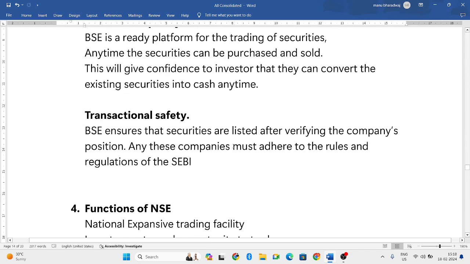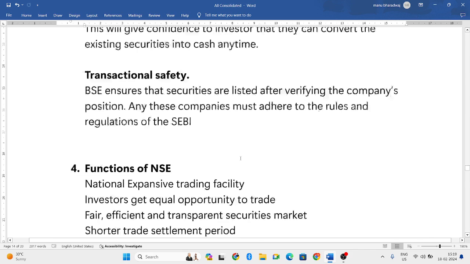Next is transactional safety. So what happens is, first the BSE, Bombay Stock Exchange, ensures that all the securities are listed in the stock exchanges. Before listing, it will check the company's financial position. If it is satisfied with the company's financial position, only then the securities will get listed under Bombay Stock Exchange. So what happens after the company becomes a listed company? It should follow the rules and regulations of the SEBI, Securities Exchange Board of India. So whatever the guidelines SEBI says, it has to strictly follow that. So there is a transactional safety.